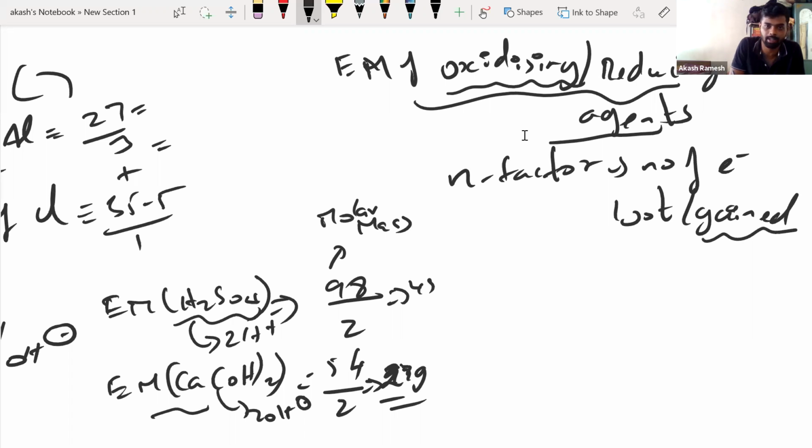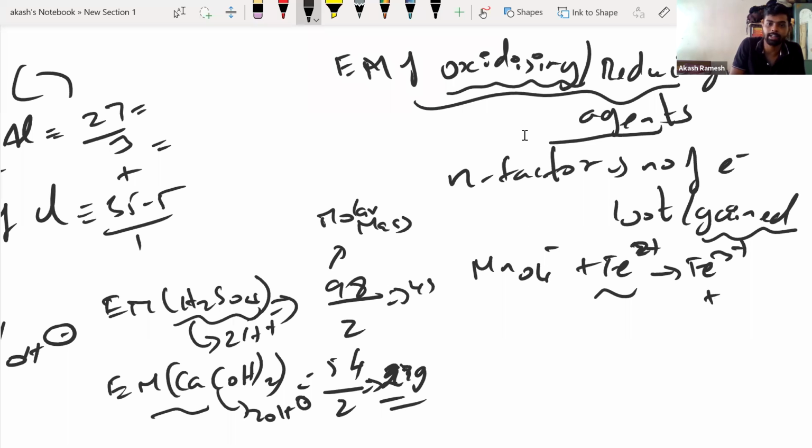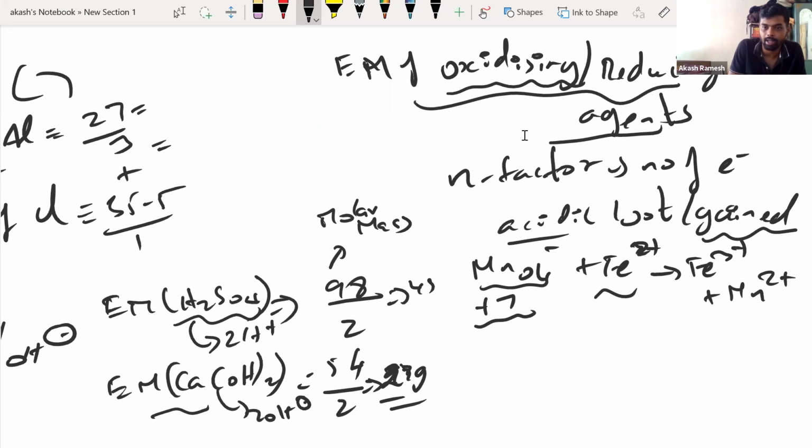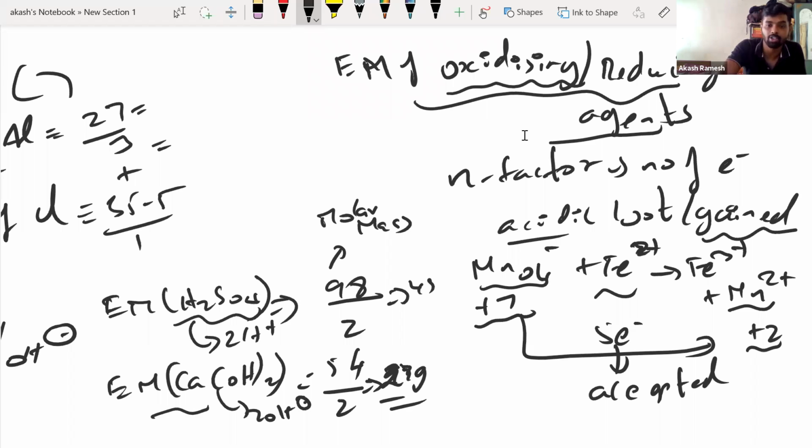For example, say I have MnO4-. Say it reacts with Fe2+. Now it's an oxidizing agent, so it will oxidize Fe2+ to Fe3+. Depending on the medium, say this is acidic medium, assuming that, MnO4- will actually form Mn2+. This will be the reaction. Now you look at the oxidation number of manganese in MnO4-, it would be +7. Here for manganese, the oxidation number is +2. So you will see that basically 5 electrons are accepted.